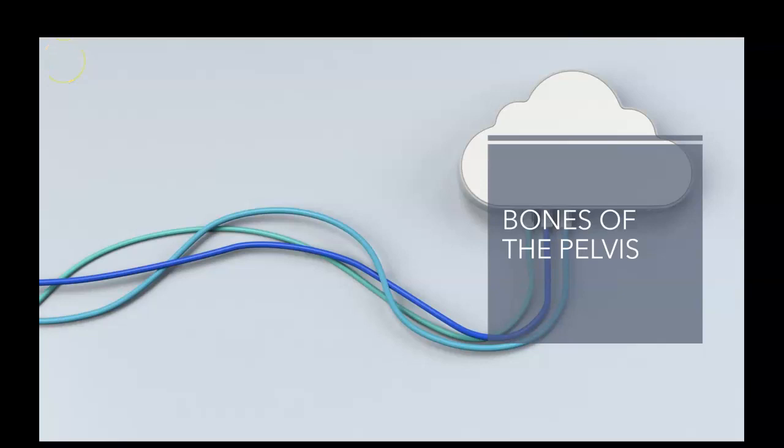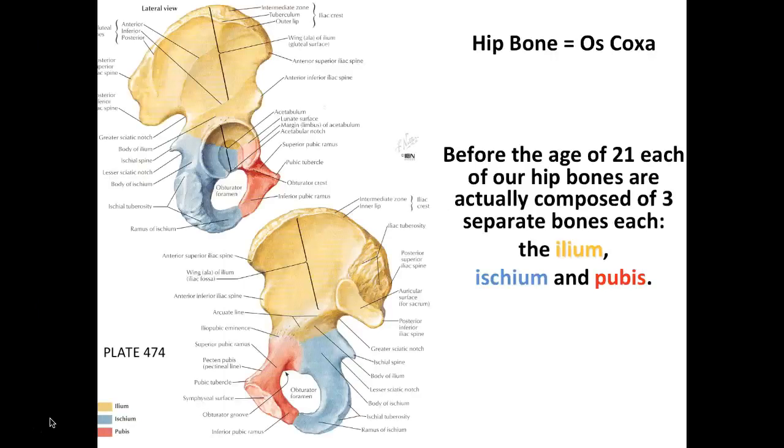Welcome to your screencast discussing the bones of the pelvis, where we will learn about the hip bone known as the os coxa and the sacrum and coccyx. I'm going to start off with our hip bone, which is also known as our os coxa.